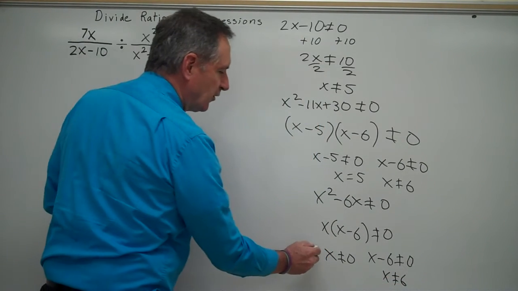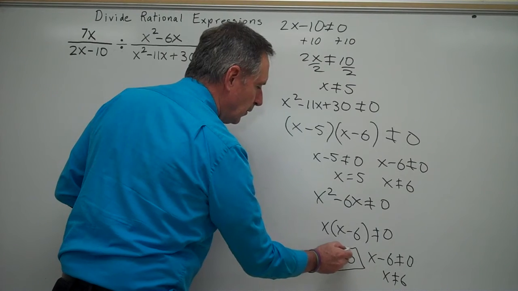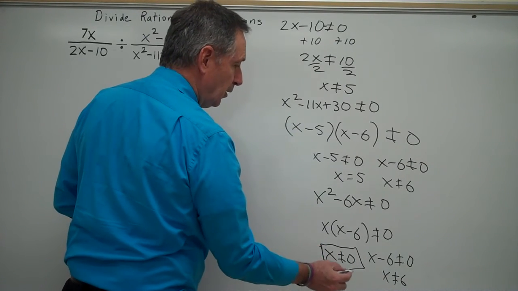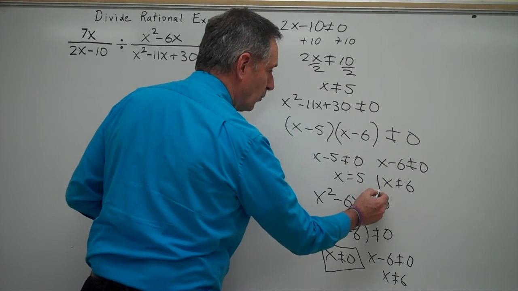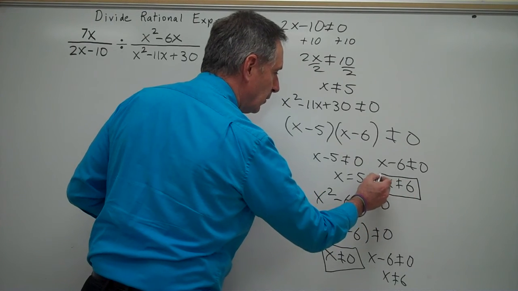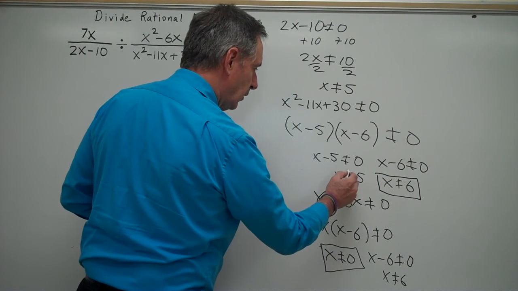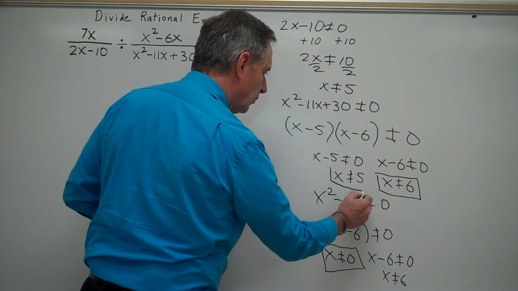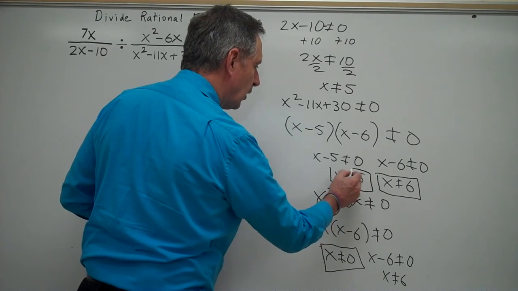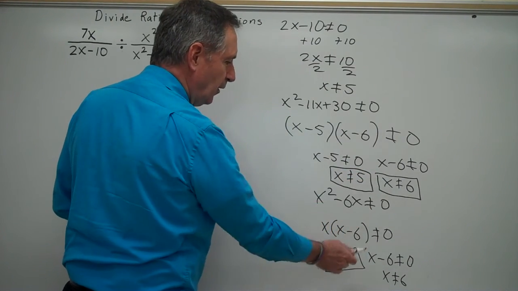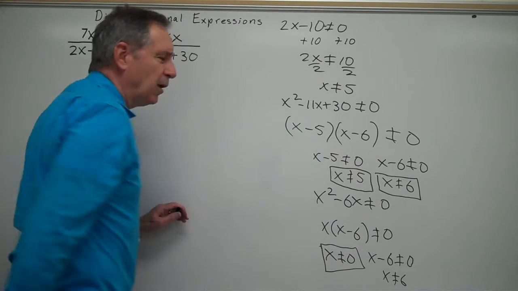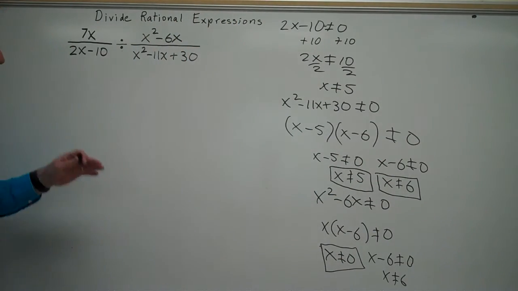So these would be our excluded values. X cannot equal 0. X cannot equal 6. X cannot equal 5. Okay, we already have that up there. So these are the excluded values, and we're going to get into that shortly, why that's important. Now to the actual division.